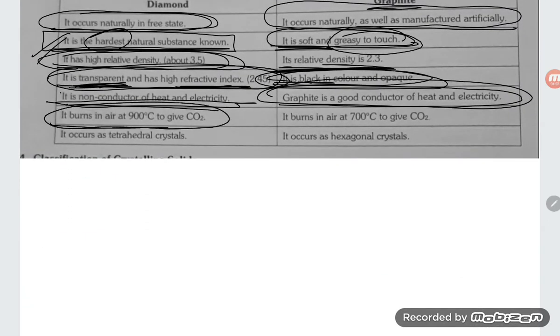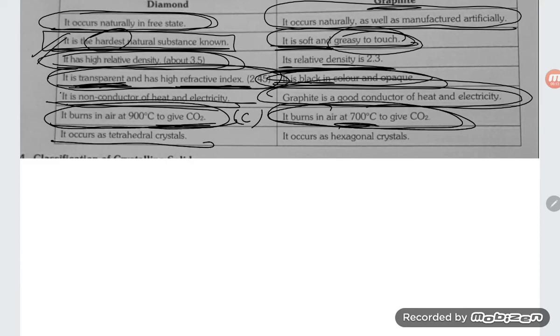Diamond burns in air at 900 degrees Celsius to give CO2. Although it is a carbon compound, it burns at 900 degrees Celsius. But graphite burns at 700 degrees Celsius to give CO2.